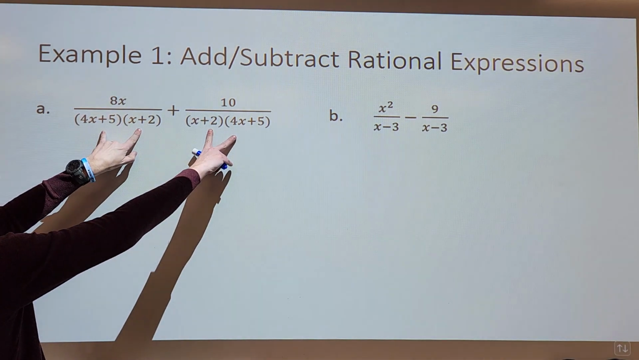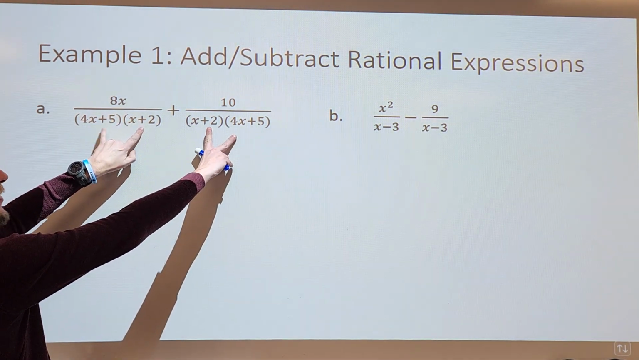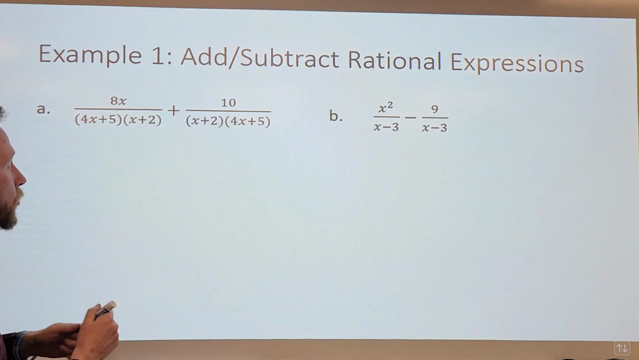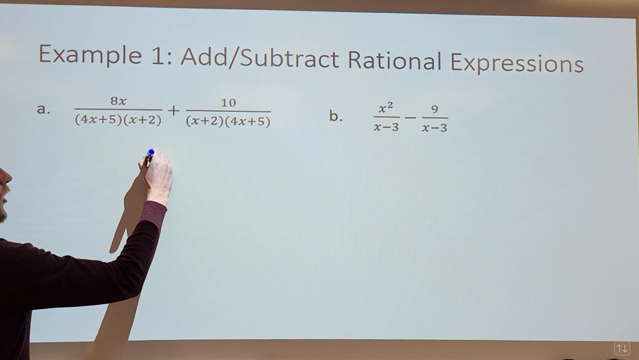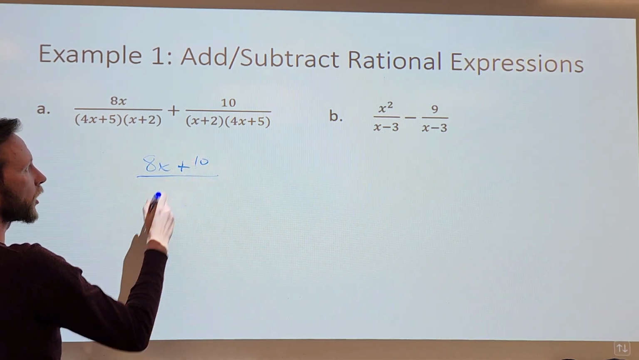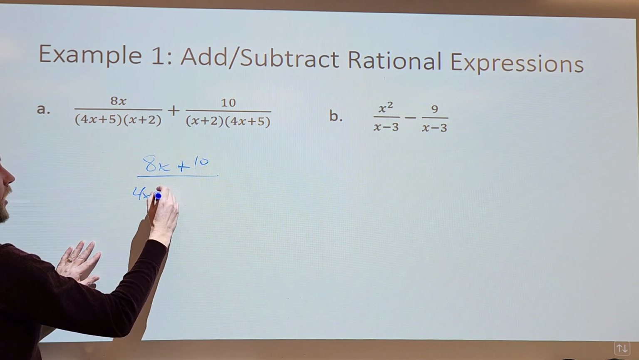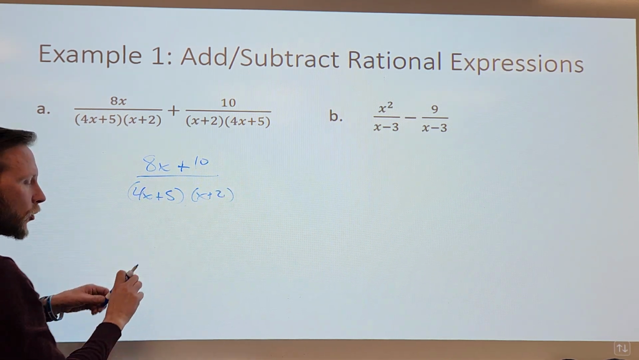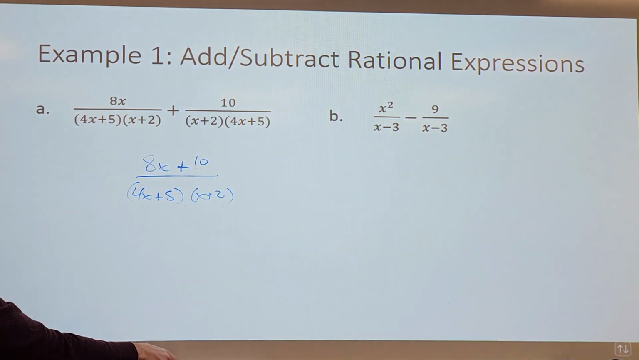These are the same things, right? This is x plus 2 times 4x plus 5. It doesn't matter the order because multiplication is commutative. But what we end up with when I combine those is 8x plus 10 over 4x plus 5 and x plus 2. We don't need to multiply that out yet.